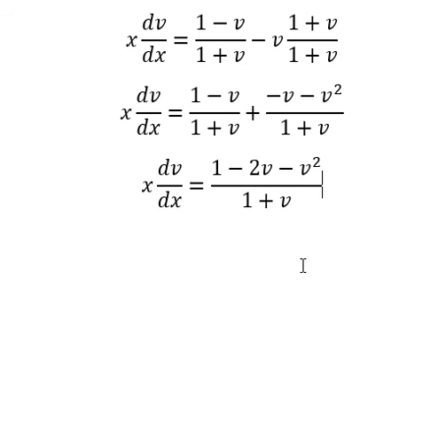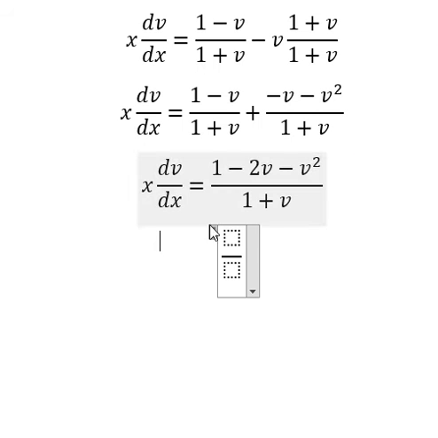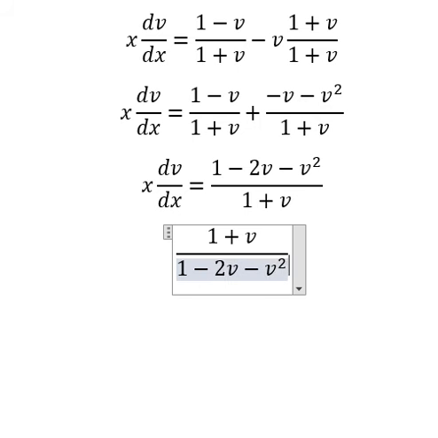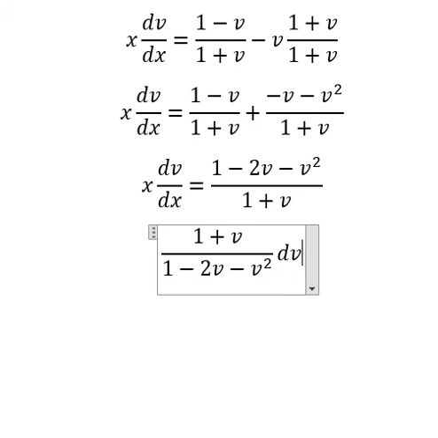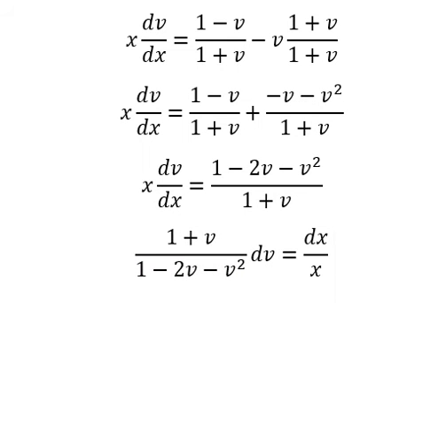Now we put ds and s to the right. This one will go to the left. So we have 1 plus v over 1 minus 2v minus v squared dv equals ds over s. Later, we put the integration on both sides.